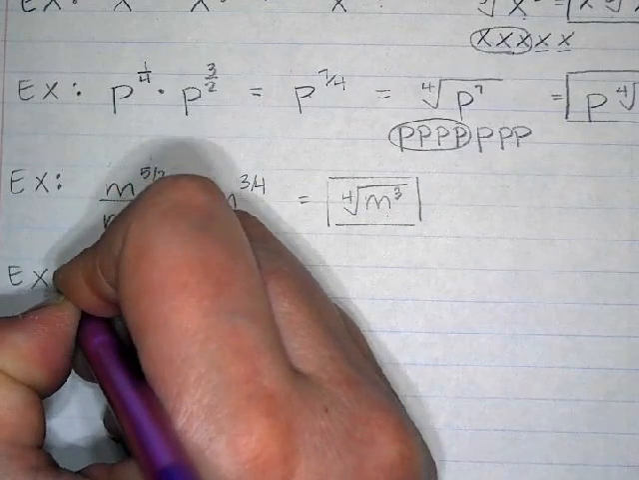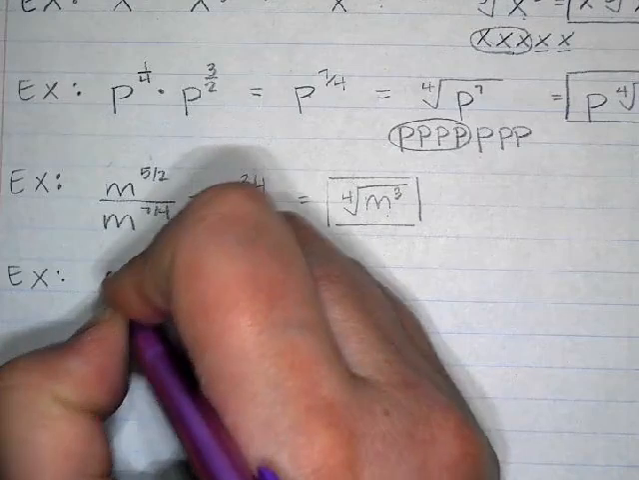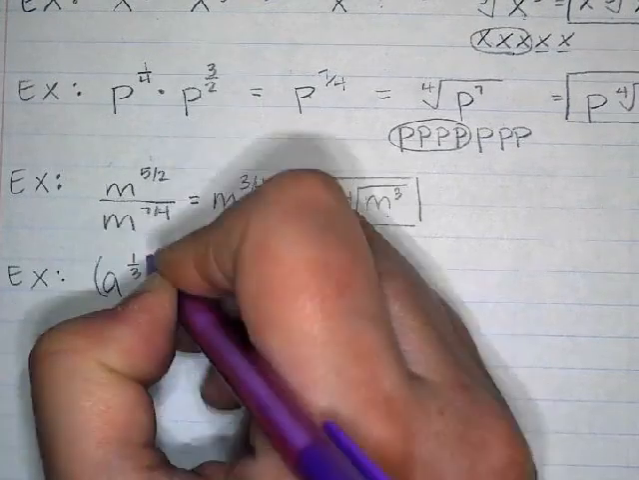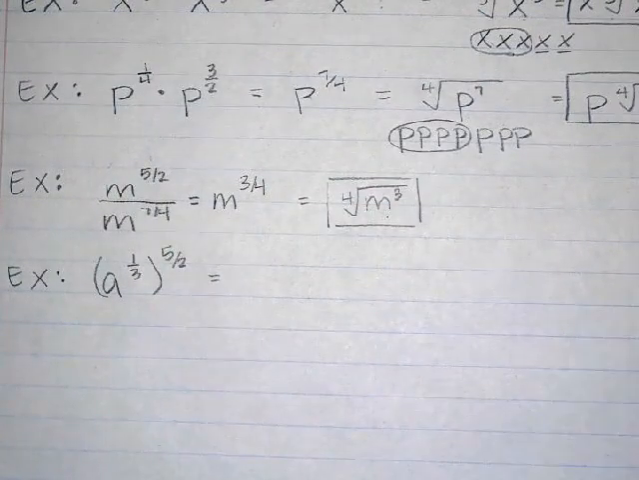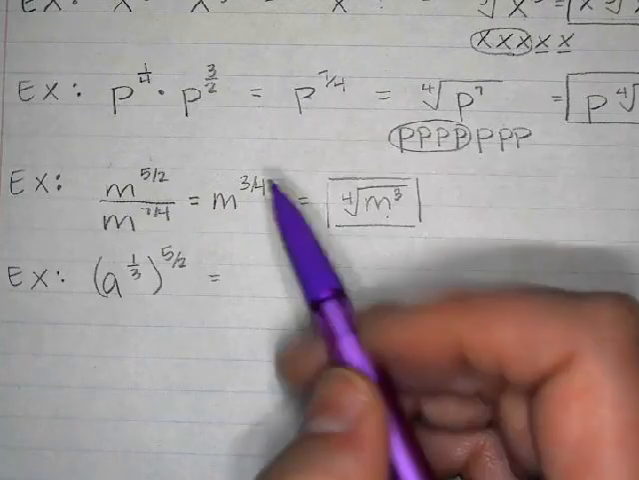Okay. Let's do a to the 1/3 raised to the 5/2. A to the 1/3 raised to the 5/2. So what do we do with the exponents? Multiply them. How do you multiply exponents together without a calculator?